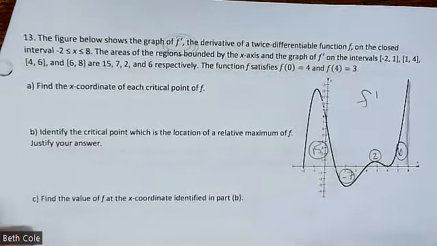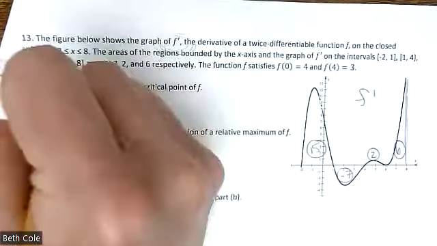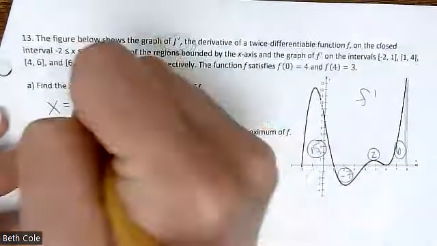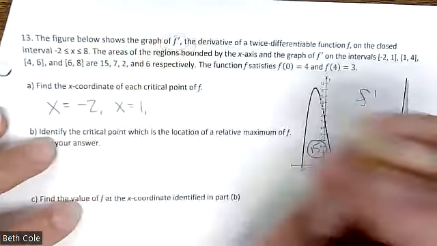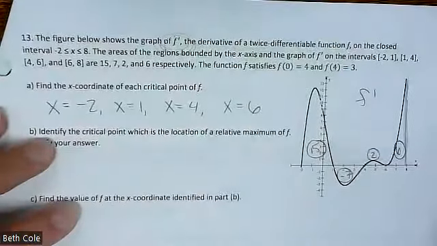All right, find the x coordinates of critical points. Does it say justify? Don't. It's a timed test. All right, what are the critical points? -2, 1. Good. That's literally it. Move on to the next one.